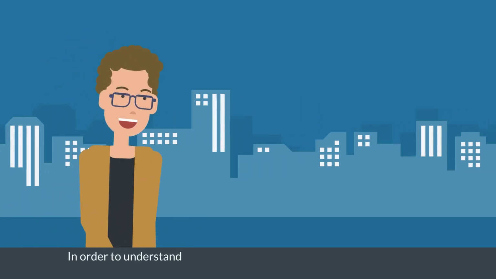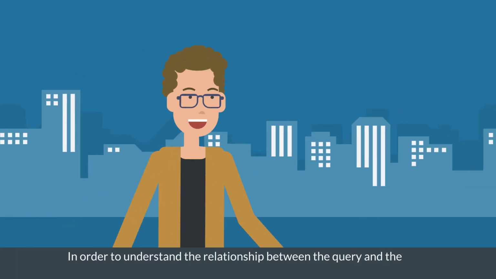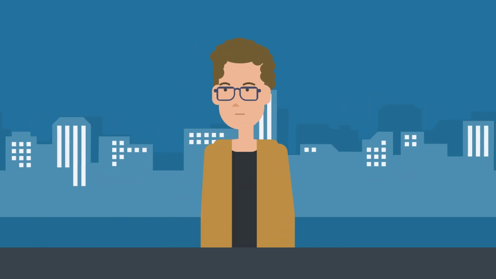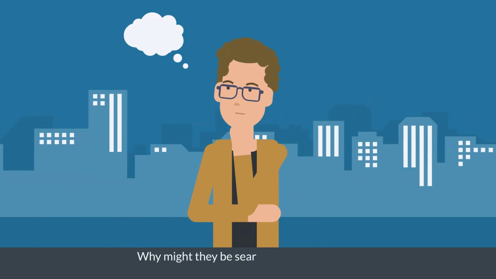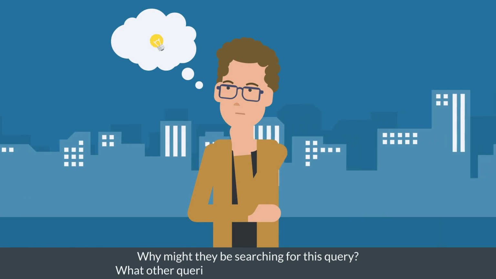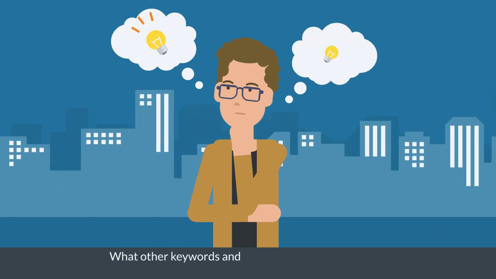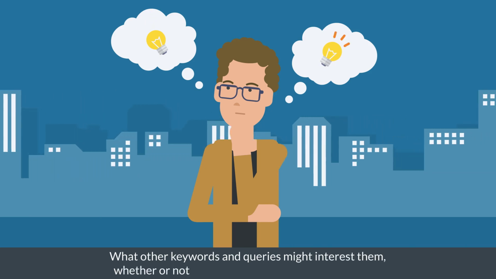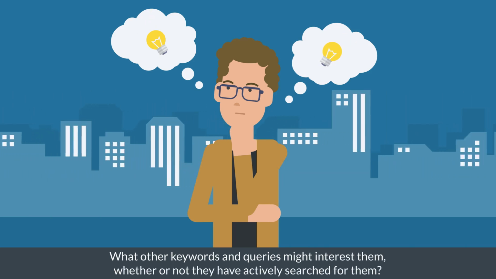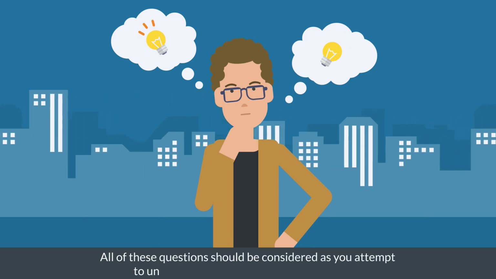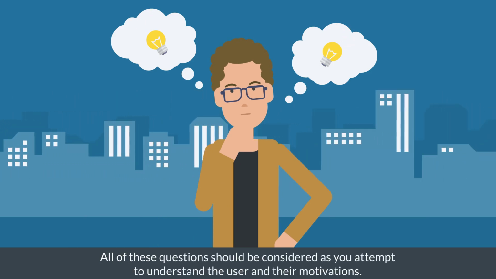In order to understand the relationship between the query and the user, it is important to also understand the user individually. Why might they be searching for this query? What other queries could they search for afterward? What other keywords and queries might interest them, whether or not they have actively searched for them? All of these questions should be considered as you attempt to understand the user and their motivations.